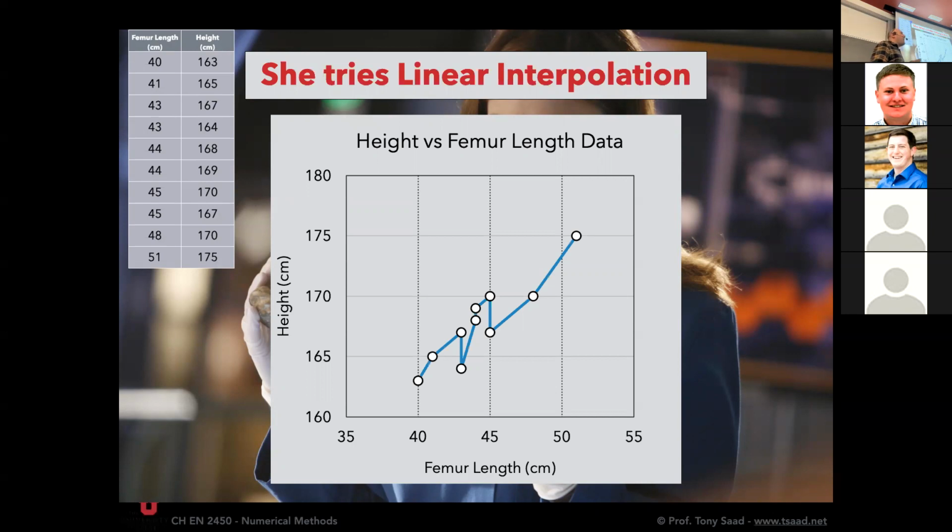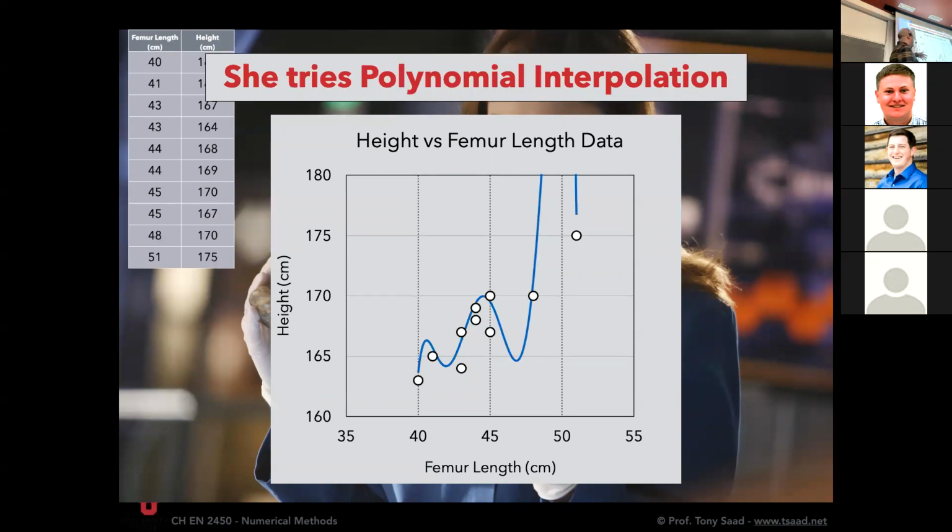That's wrong, right? I mean, that's just common sense. I don't think we should think of the data that way, okay? Then she tries to do polynomial interpolation, and it fails miserably. Actually, if you try to do this, it's going to crash. It's going to tell you, I can't find the coefficients. It doesn't even go through the points. I don't know what this curve is. It doesn't work. That's the point, okay?